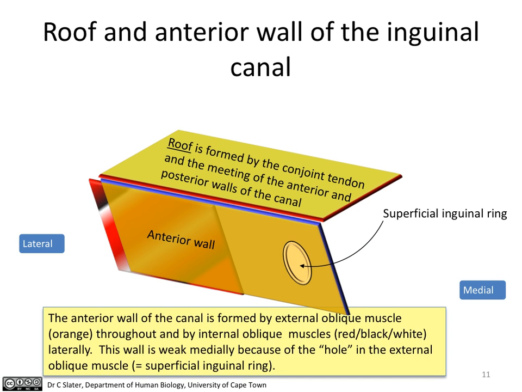So to summarize this section, the roof of the inguinal canal is formed by the conjoint tendon and the meeting of the anterior and posterior walls of the canal. Remember, the conjoint tendon is formed from the transversus abdominis muscle and the internal oblique abdominis muscle. And then the anterior wall is formed throughout its length by the external oblique muscle and more laterally by the internal oblique muscle. Remember that the anterior wall is weak medially because of the presence of the superficial inguinal ring.